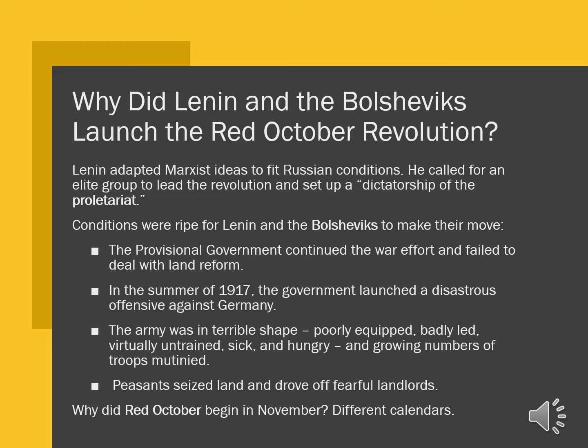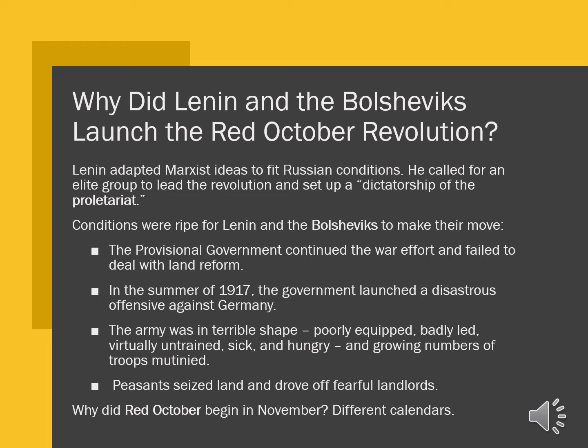And so conditions have become ripe for Lenin and the Bolsheviks, these are the communists in Russia, to make their move. And so the provisional government had continued the war effort, which was very unpopular, and they launched a disastrous offensive against Germany in the summer. The army, which is in terrible shape, basically mutinies and turns around and starts going home.